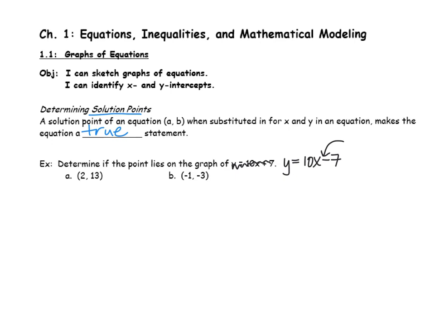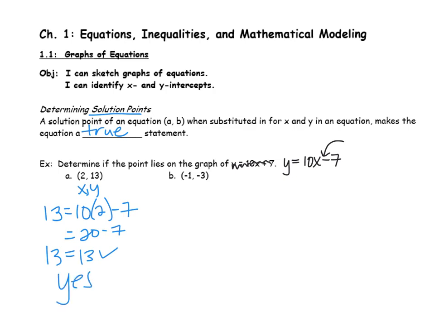Given any coordinate, substitute that point in for x and y. That would give us 13 equals 10 times 2 minus 7. Well, 10 times 2 is 20, and 20 minus 7 is in fact 13.